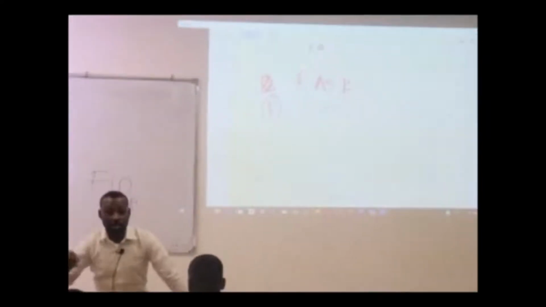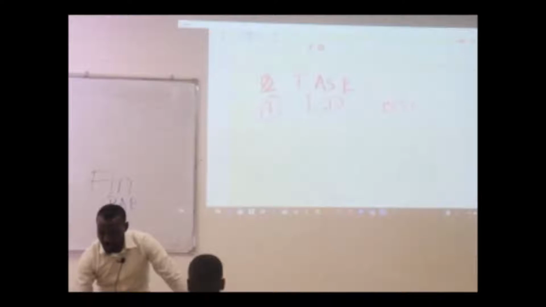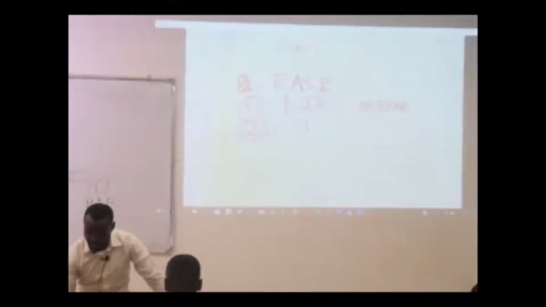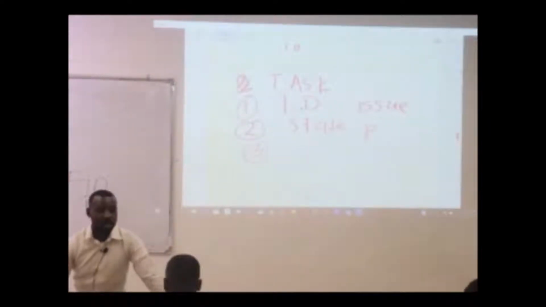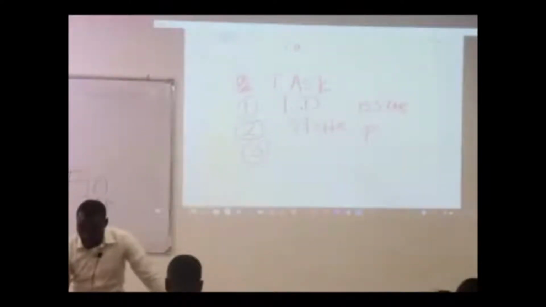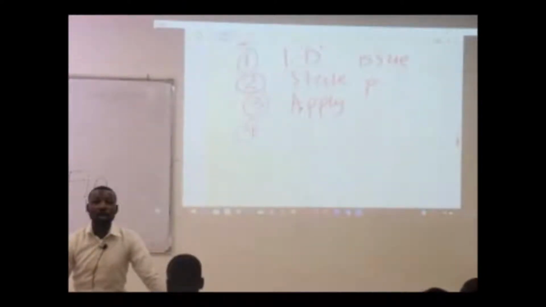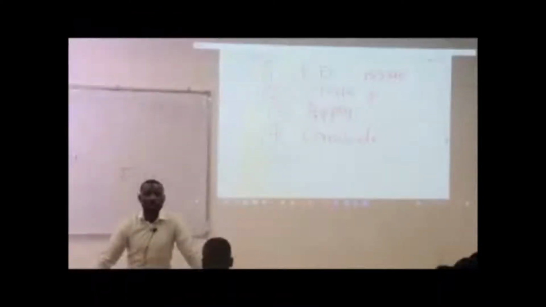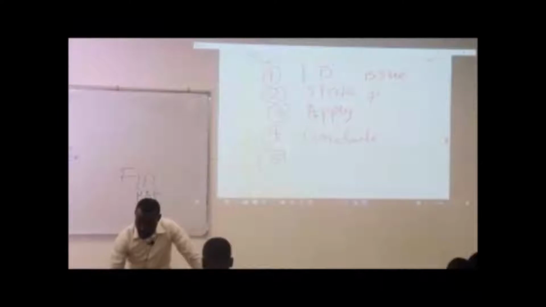Number one, you need to ID the issue. Number two, you need to state the principle. Number three, what do you do next? After stating, you need to apply. Number four, what else do you need to do? If you apply yourself, next thing is, you need to conclude. Number five, what else do you need to do? You need to recommend.